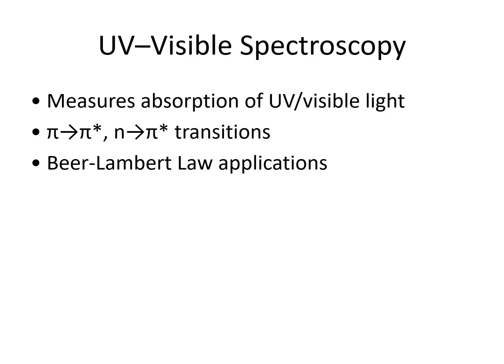UV visible spectroscopy measures how molecules absorb UV visible light. This absorption causes electrons to move from a lower to a higher energy level, and the common transitions include pi to pi star and n to pi star transitions. It also helps to determine concentrations by using the Beer-Lambert law.